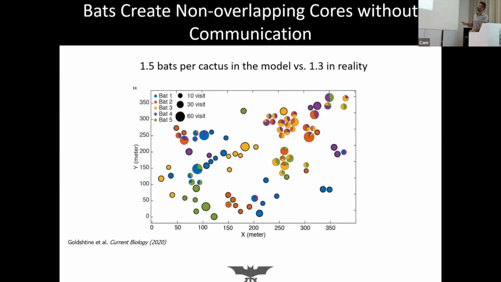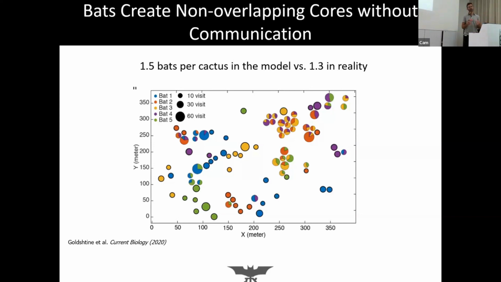So you see that cores are generated, and you see they're indeed cores and not territories, right? So the blue bat visits these cacti, but also these cacti. The size of the cactus reflects the number of visits, so a cactus that was visited more will have a larger size. And most cacti, as you see, are not shared. Sometimes the cacti are shared by two, or sometimes even three individuals. But you see that largely they're owned by one specific individual, and this results in partitioning of the resource without any direct communication between the bats.